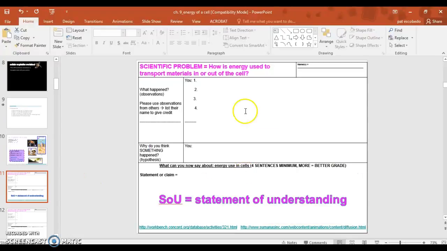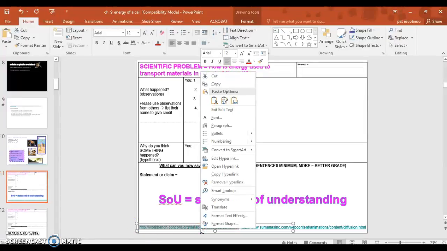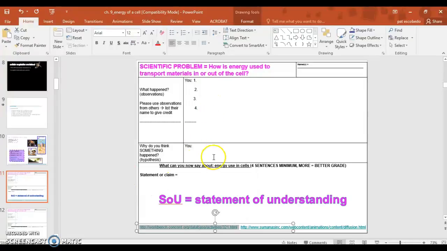Alright, the next page is, you basically need to print this, and you need to have it in your Chapter Notes 9 pocket. In order to fill this task out, it starts with the problem. We write some observations. In order to complete this, you would use this link right here. You just right-click it if you're using a PC, and you can just open hyperlink. It'll take you to that page, and then you watch the simulation.